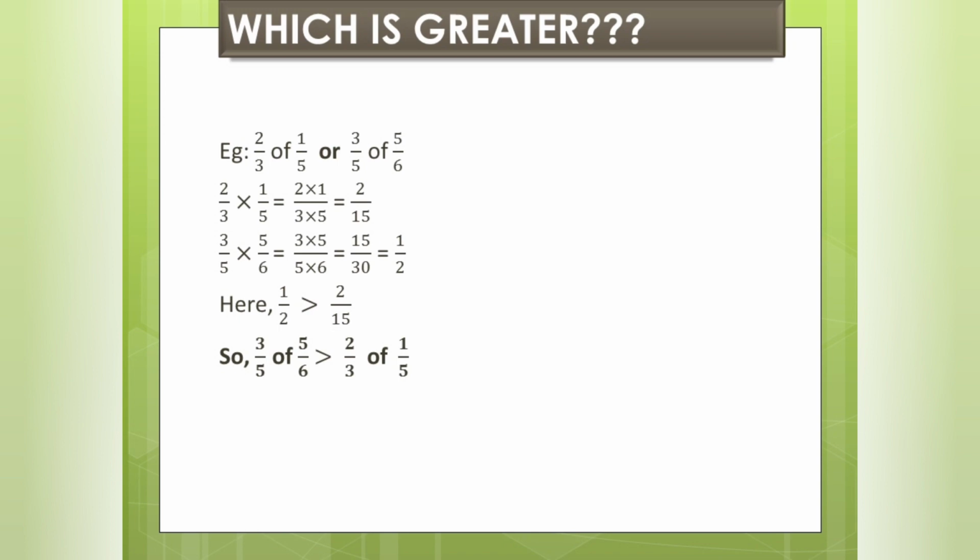So just see which is greater. We can say that 1/2 is greater than 2/15, and 1/2 is the product of 3/5 of 5/6. So we can say the greater pair of fractions is 3/5 of 5/6.